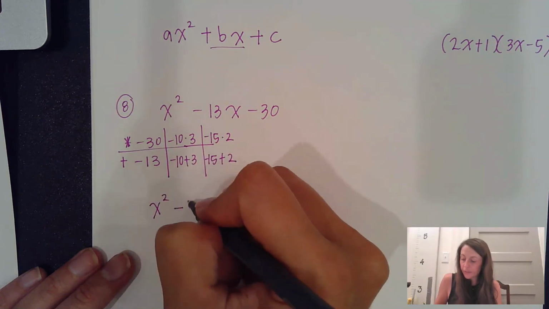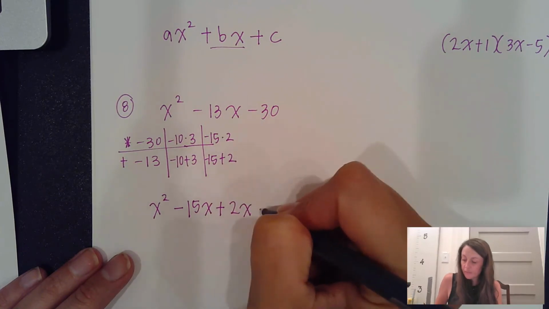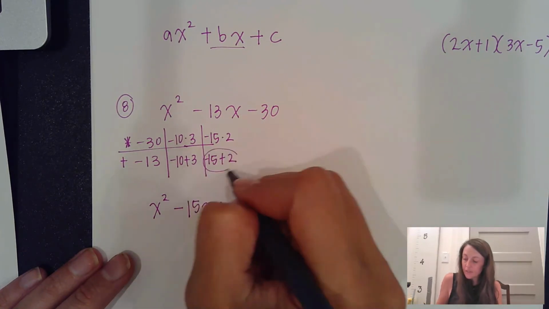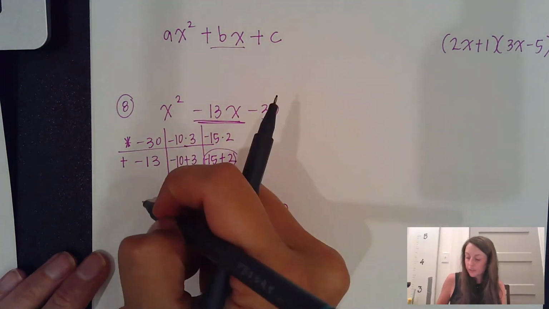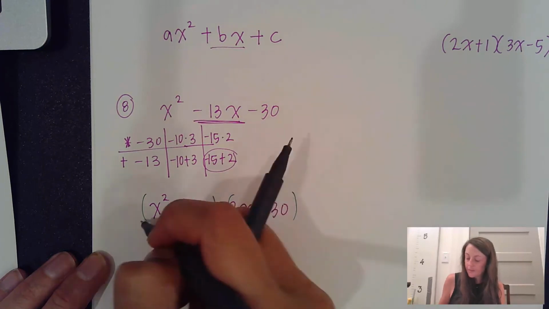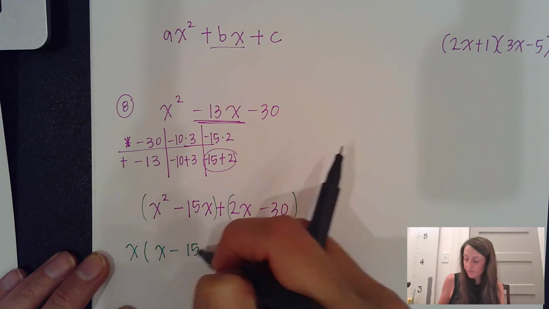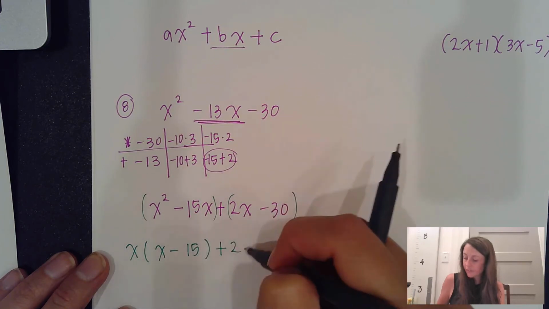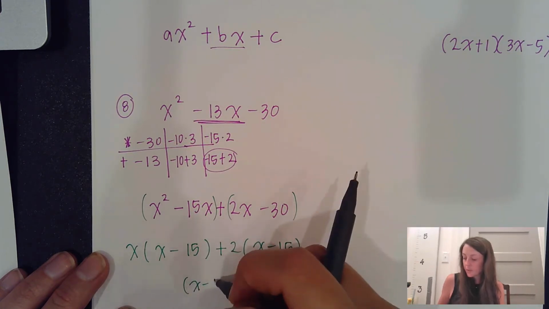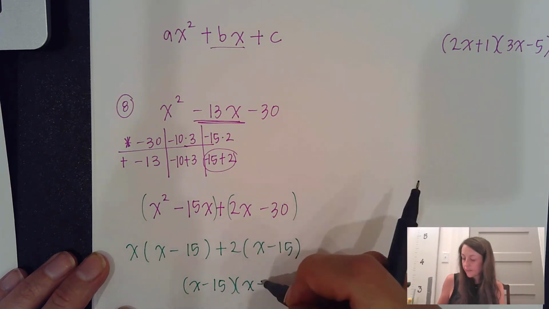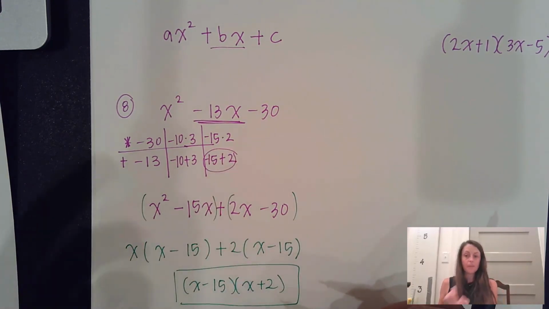So I'm going to say x squared minus 15x plus 2x minus 30. I'm going to replace the middle term with those two. So you're going to group. Out of this first grouping, you're going to factor out an x, and you'll have an x minus 15. Out of the second grouping, you're going to factor out a 2, and you'll have an x minus 15. Your x minus 15s are the same. There you go. That one, the factors are always going to be the same, okay?